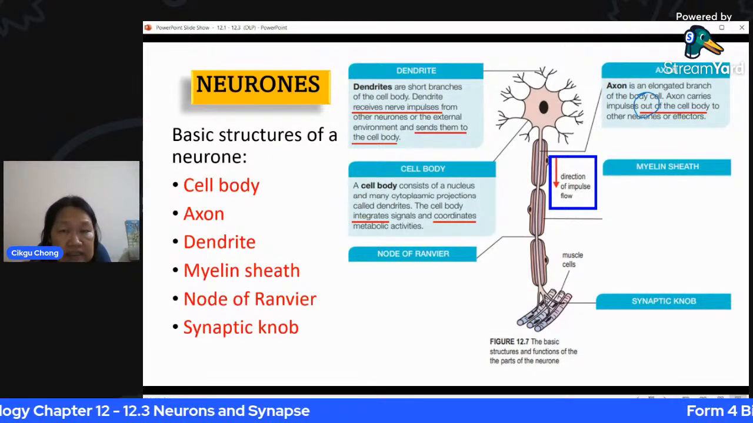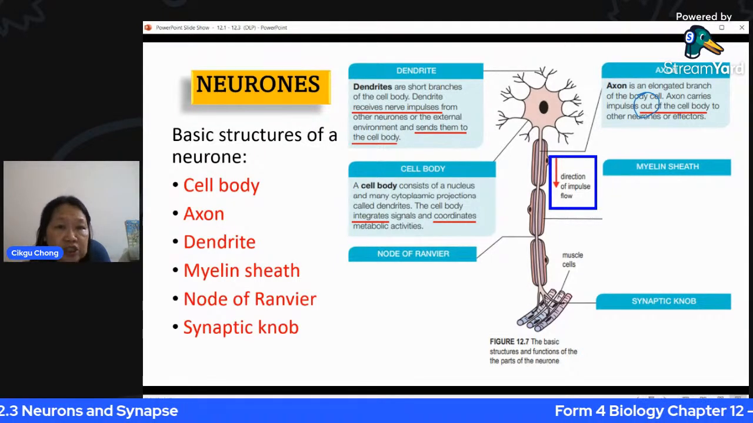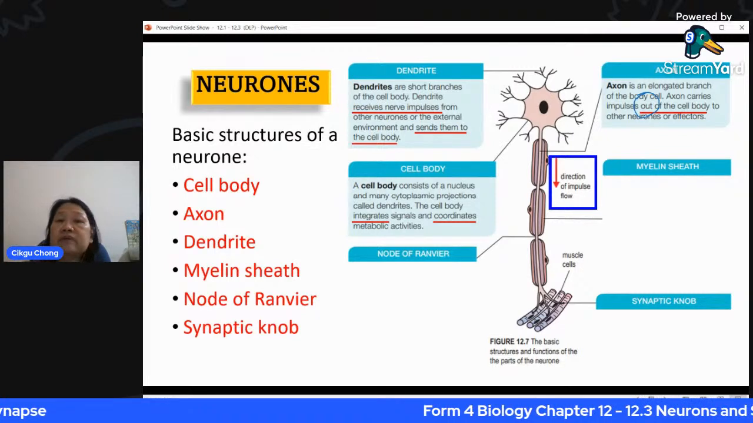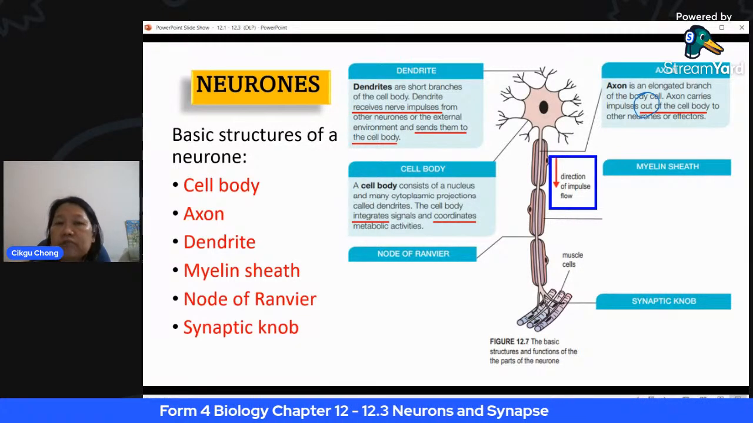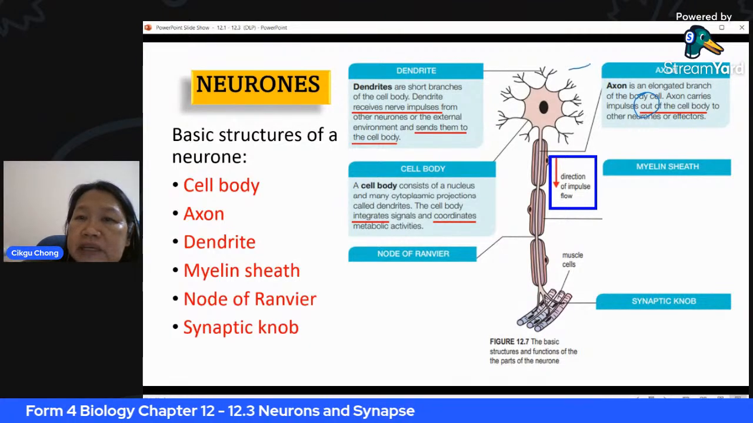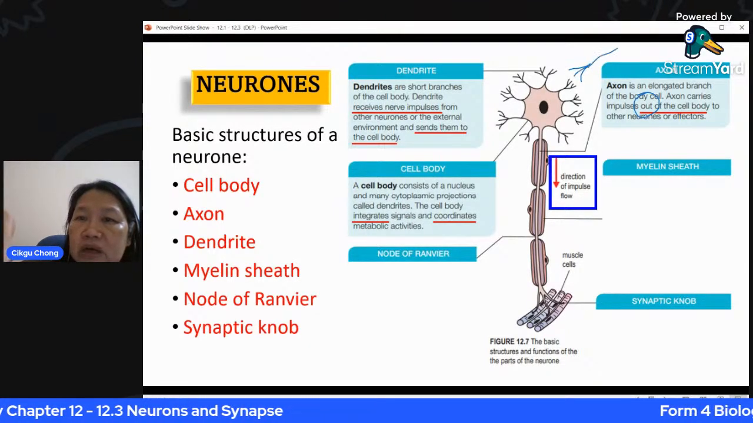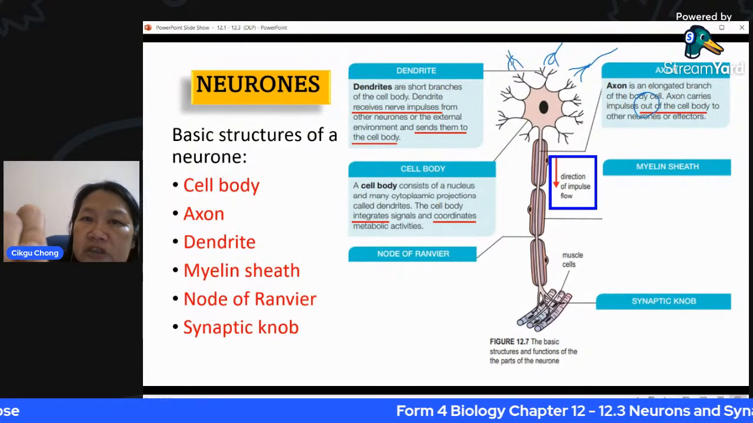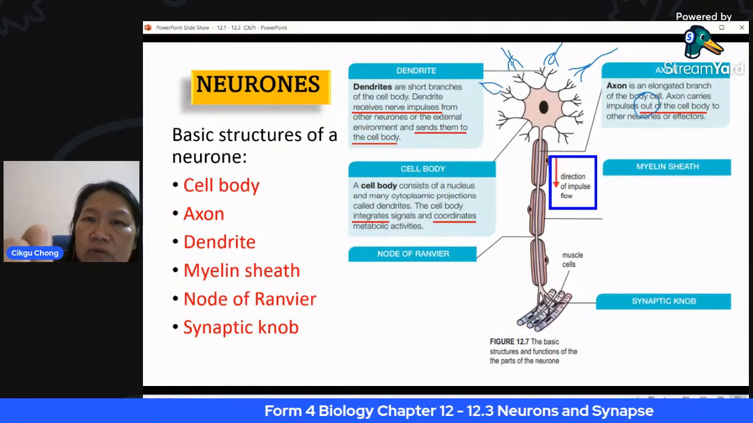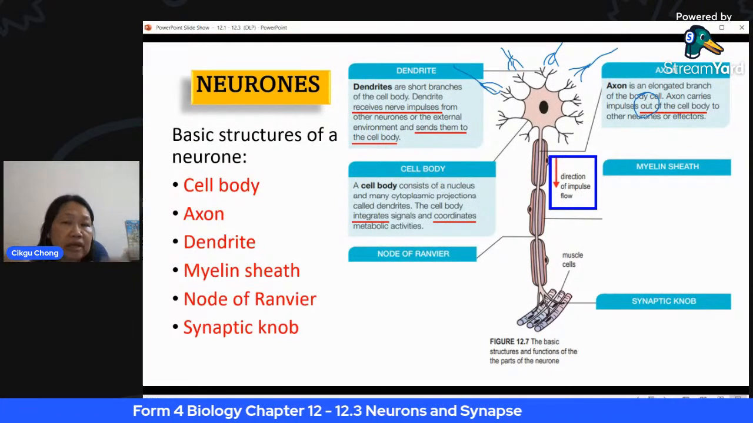Next one, the dendrites, with all these projections, short branches. They receive nerve impulses. The function of the dendrite is to receive nerve impulses from other neurons. So other neurons may synapse here, one neuron coming here, one neuron coming there. You see all the neurons making connections here, so a neuron may be receiving many signals.